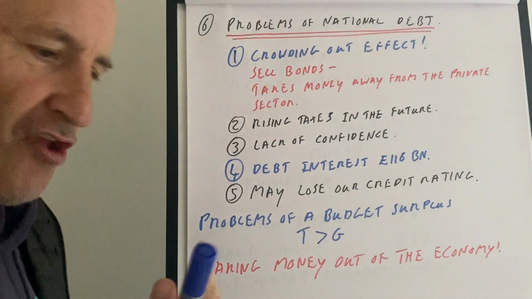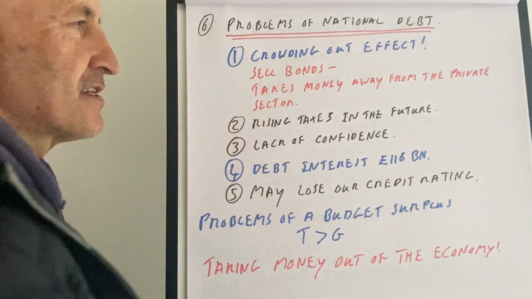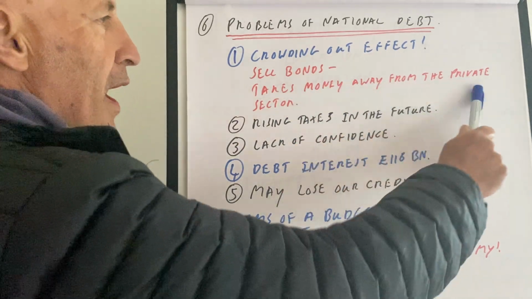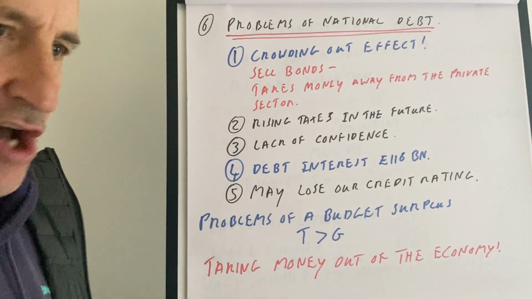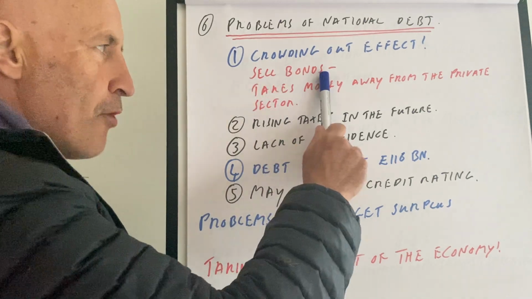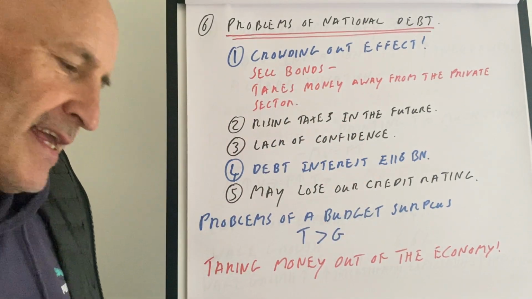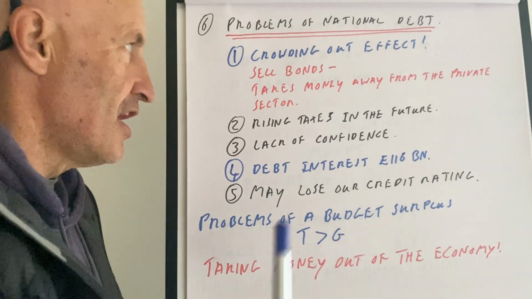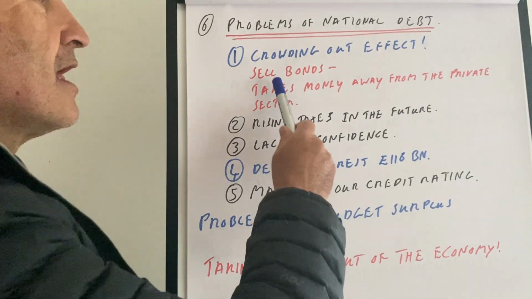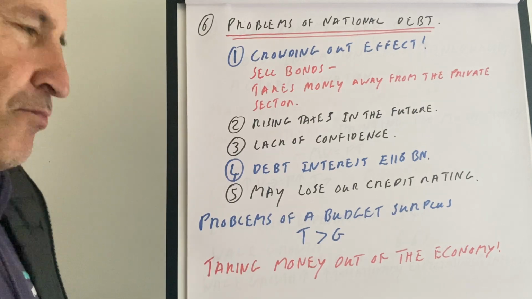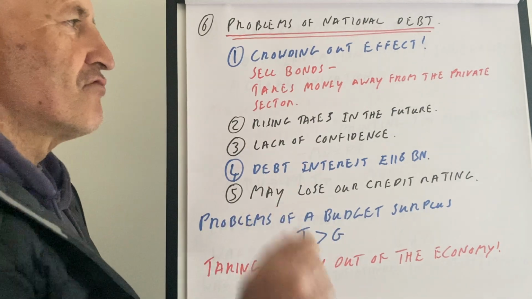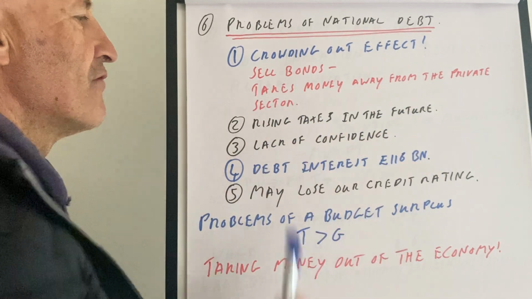Problems of national debt. Number one is the crowding out effect. The idea is you're taking money away from the private sector. Remember the starting line on here. The government has to sell bonds. By selling bonds, people will then buy their bonds. They will give their money over to the government, and that will mean that they won't buy shares or put money into the banks. And that is the reason why you're taking money away from the private sector.